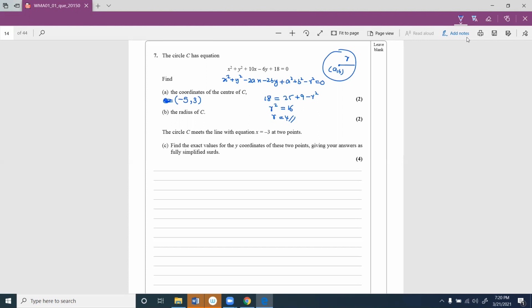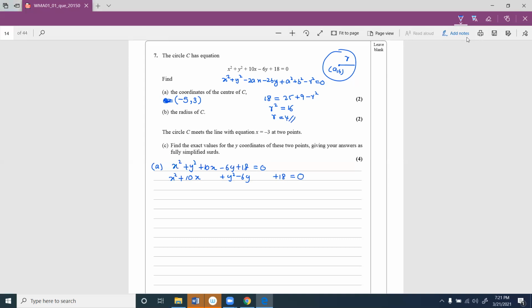How did this formula come? You expand (x minus a) squared plus (y minus b) squared equals r squared. If it is not, the second alternative method is to get this equation and make them into complete squares. First isolate: x squared plus 10x plus y squared minus 6y plus 18 is equal to 0.